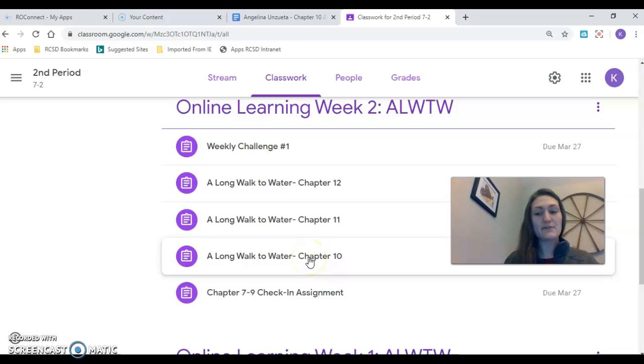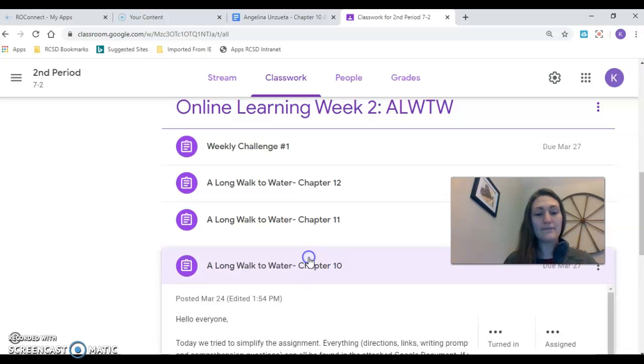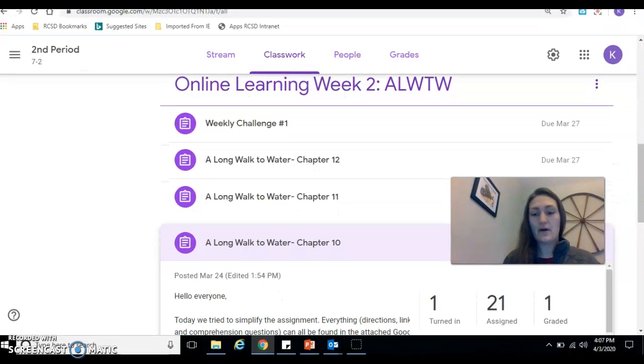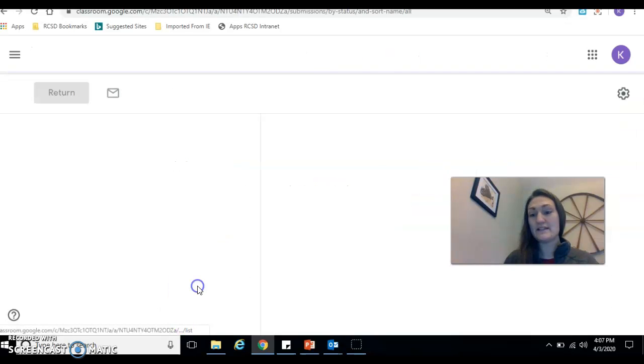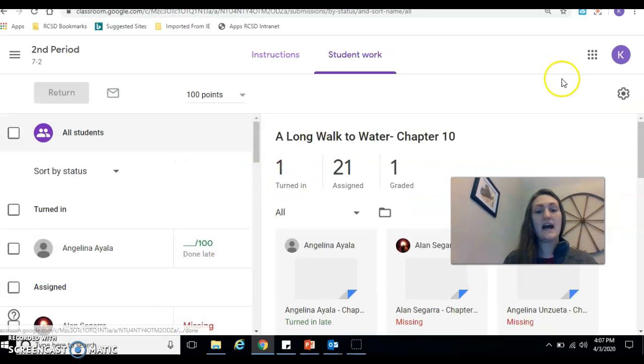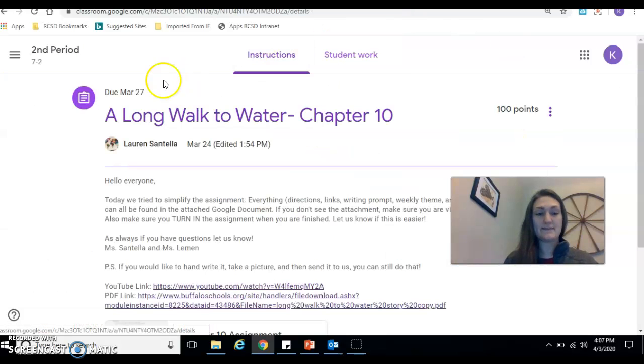And if I'm having trouble seeing what I have turned in, ask a teacher for help to see where you left off. Okay, so now I'm going to click the View Assignment or View Details so I can see the whole instructions. Again, this is the teacher view. Your view will look more like this. A Long Walk to Water, Chapter 10.